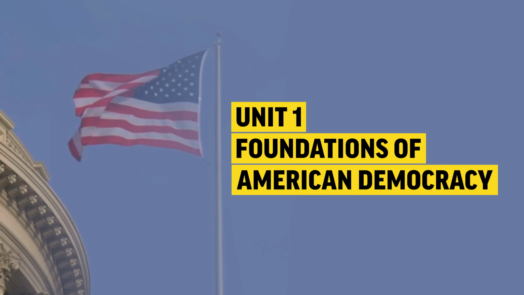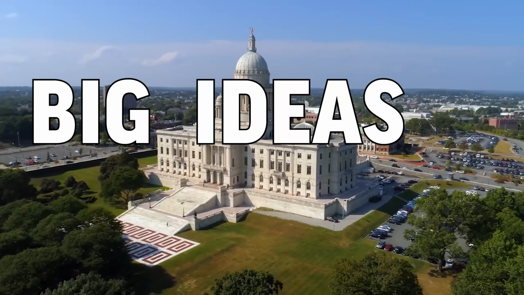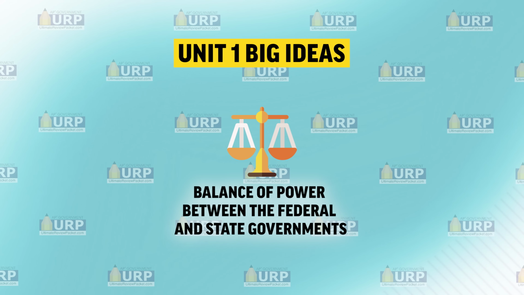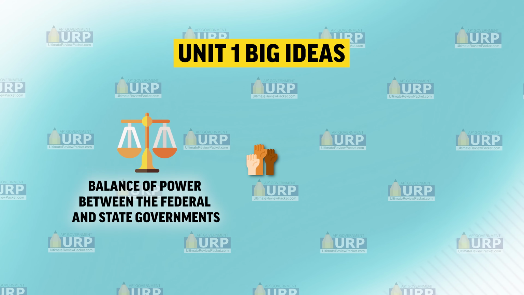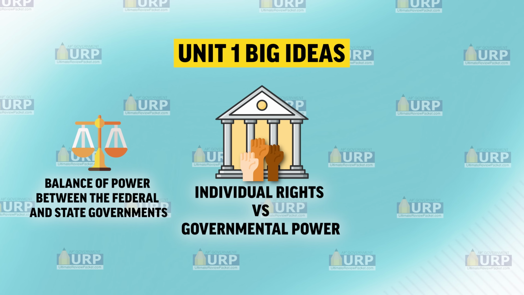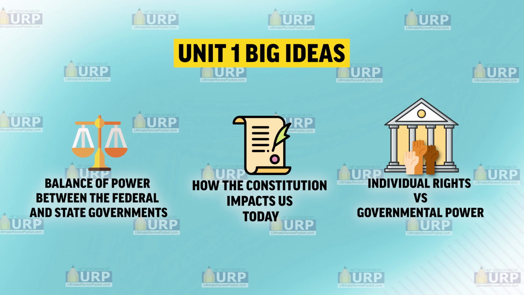Unit 1 is Foundations of American Democracy. There are three big ideas to look for. First, the balance of power between the federal and state governments. Second, individual rights versus governmental power. And third, how the Constitution impacts us today.